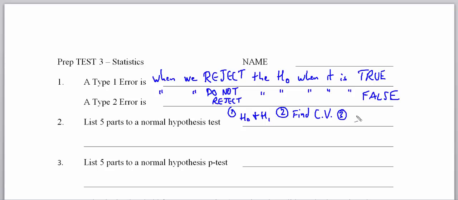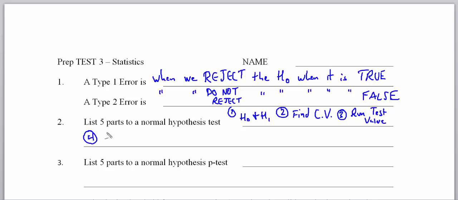The third step is to run the test value, and the test value formulas are going to be on your formula sheets. It's going to basically depend on whether you have 1 or 2 variables, if it's a before and after situation with 2 variables, independent versus dependent, and we're going to make a whole flow chart based on that just to help you decide which one you're going to choose.